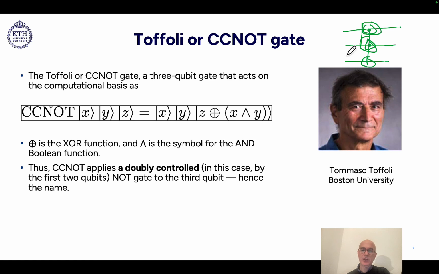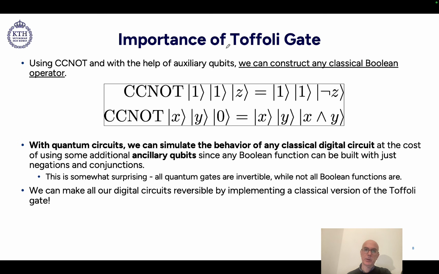So the CCNOT, also called Toffoli, after the scientist who devised for the first time this gate. Well, it can also be thought of as a classical gate. What it does is to apply a double control NOT operation. So we have 2 control qubits on the third qubit, and therefore the name. So we have a doubly controlled NOT gate.